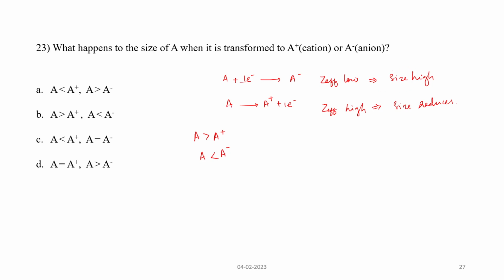And when we are forming a cation, we are actually removing one electron from the neutral atom. So it becomes a cation with positive charge. So the effective nuclear charge becomes high, and the size of the species reduces. So the size of A minus is greater than A, and the cation is less than A. So option B is the correct answer.